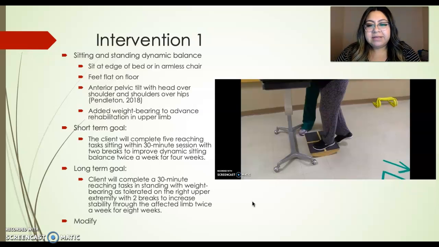To modify this one, you will have him just do a couple of different ones, do left to right just to do some weight shifting through the hips, just making sure that he's crossing midline during those reaching activities is best for him.